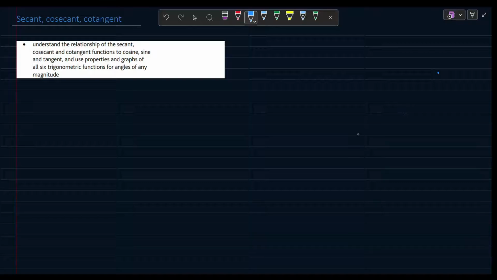Alright, at AS level, we introduce the primary trig functions y equals sine x, y equals cos x, as well as y is equal to tan x. At A2 level, we're now going to talk about their reciprocal trig functions.